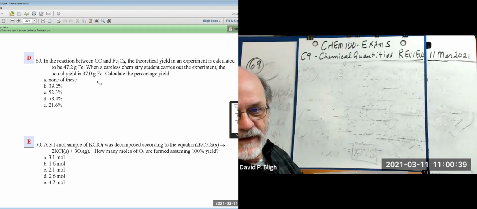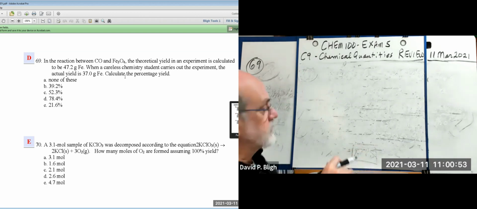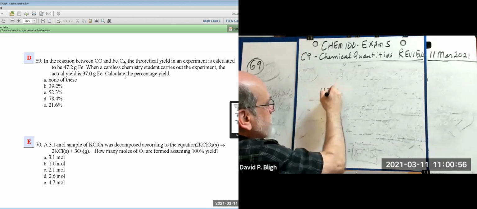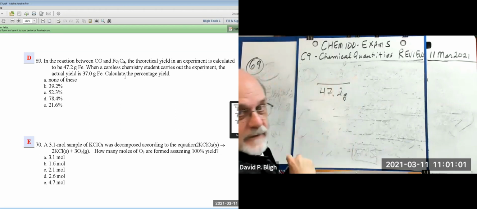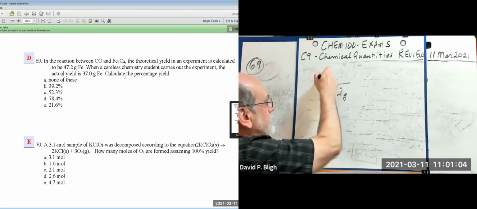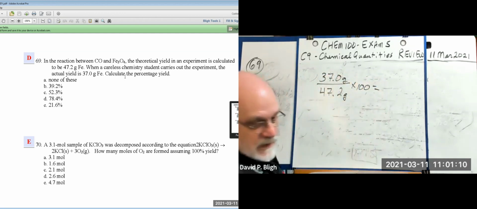So when we react, and this reaction produces iron, right? The theoretical yield is calculated to be 47.2 grams of iron. You don't even have to have a balanced equation, because the theoretical is 47.2 grams of iron. But this student only got 37. So the percent yield is 78.4%.